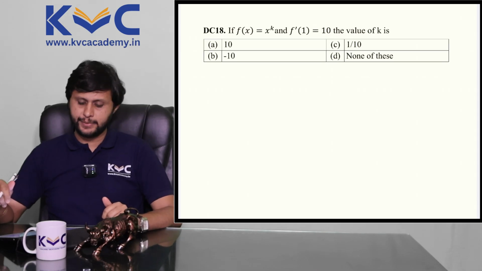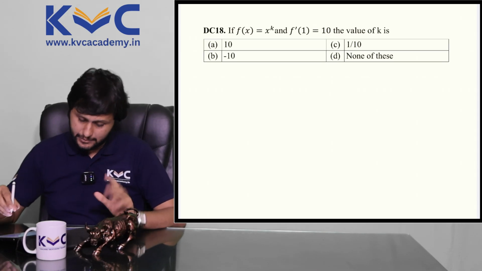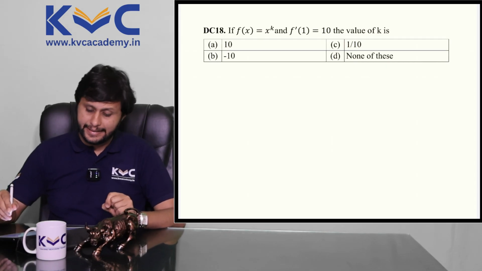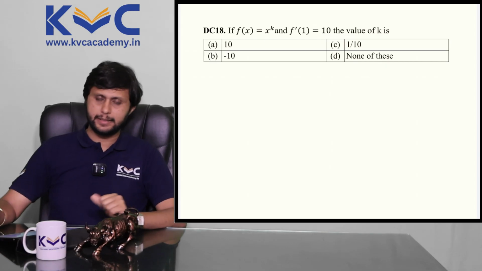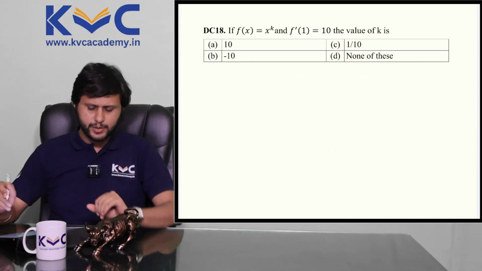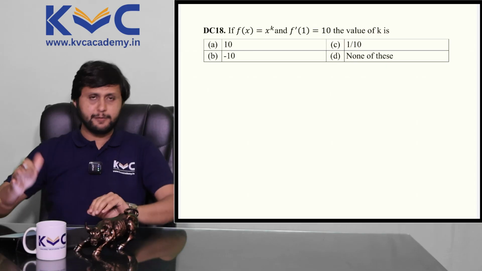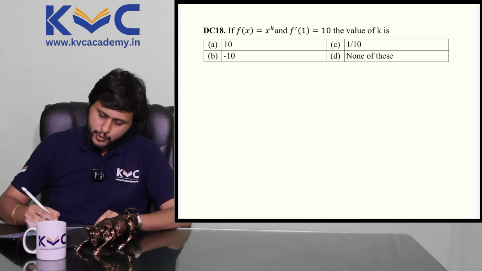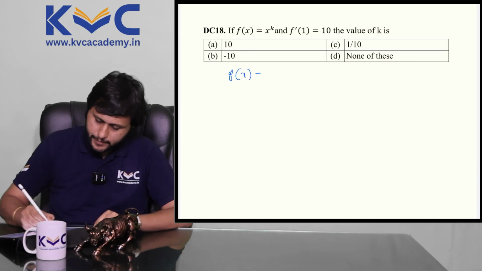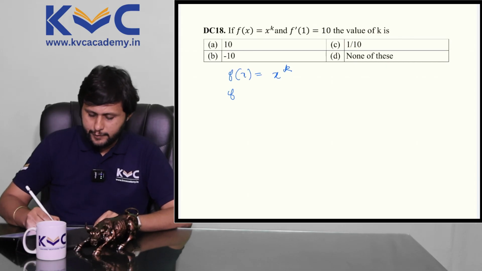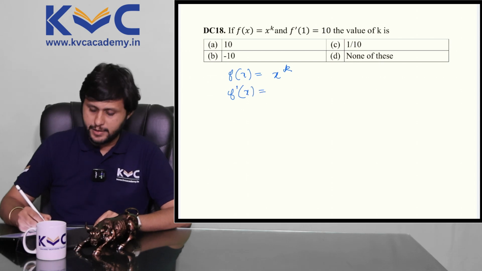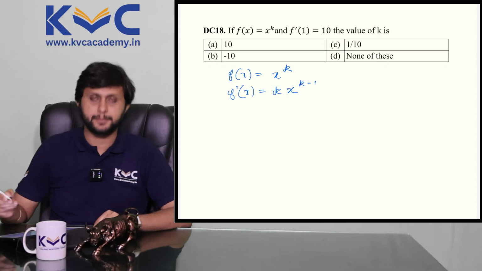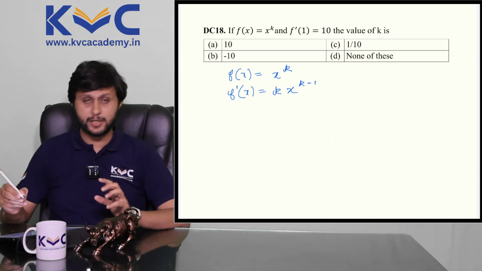F of x is equal to x to the power k. Okay, and f dash of 1 is equal to 10. The value of k is a little confusing. So what we'll do is we'll first find out f dash of x. Then we know f dash of 1 can be found out. So f of x is given to be x to the power k. So f dash of x is equal to, we have to differentiate, k into x to the power k minus 1. Correct. This is f dash of x.